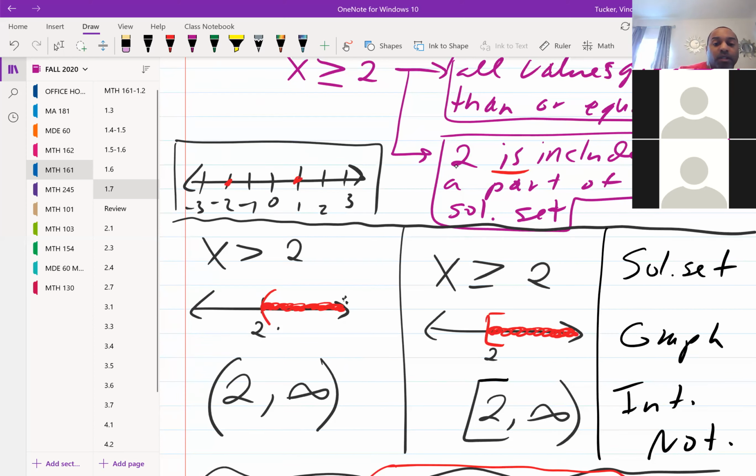Same thing happens over here with the greater than or equal to. I'm shading to the right, using a bracket this time though because of the or equal to. And that's going from 2 to infinity, so that's 2 comma infinity. Bracket over the 2, and parentheses is always over your infinity sign.